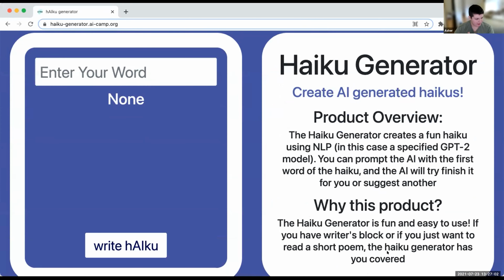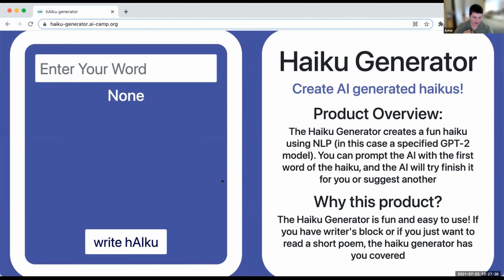For our project in AI Camp, we chose to make a haiku generator. We used a program called GPT-2, which is a natural language generation program. And we used that to generate a short haiku, and then used an algorithm after to get it closer to the traditional format of a haiku. So we were able to make a fun and easy to use project that's great if you need something to write, or if you just want to have a laugh.